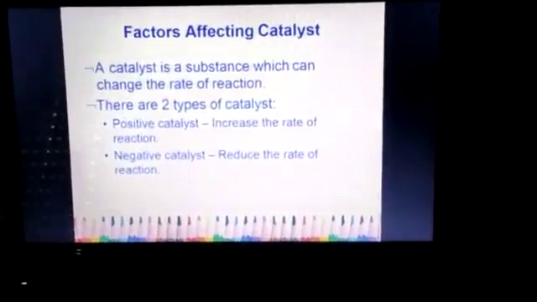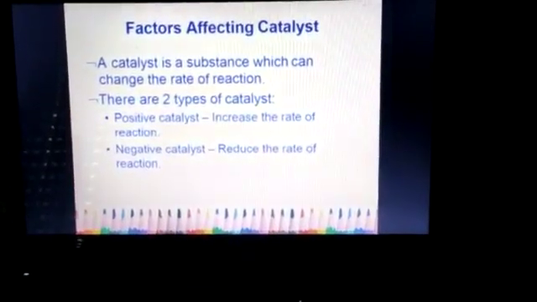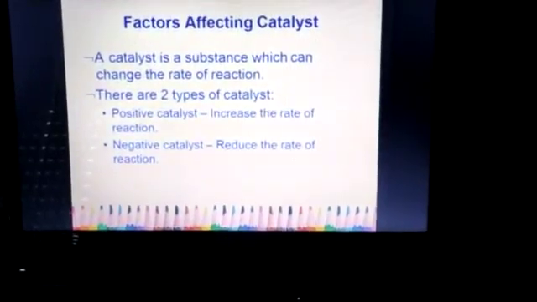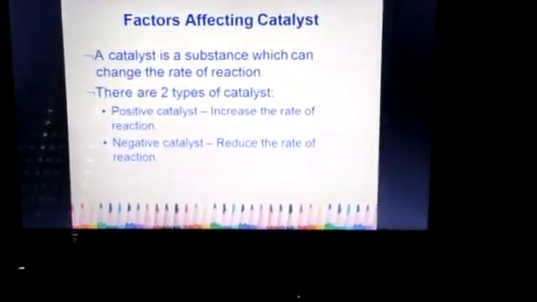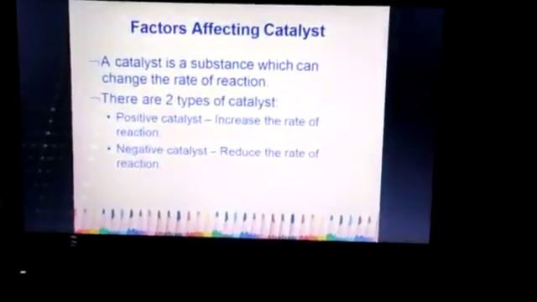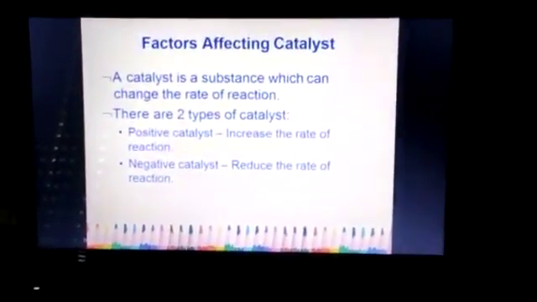Factors that affect the catalyst. A catalyst is a substance which can change the rate of reaction. As we mentioned, there are two types, positive ones and negative ones. The positive ones increase the rate of reaction and the negative ones reduce the rate of reaction. Otherwise, we call them inhibitors.